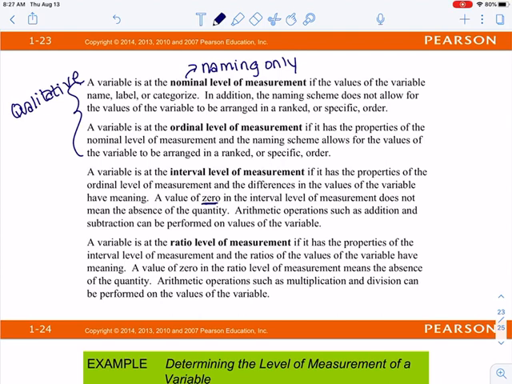So does 0 mean the absence of heat? Sure, it absolutely does mean that there's an absence of heat. However, we could also argue that there's an absence of heat when it's 30 degrees out. So 0 doesn't necessarily mean the absence. So an interval level of measurement, again, might be something like temperature.